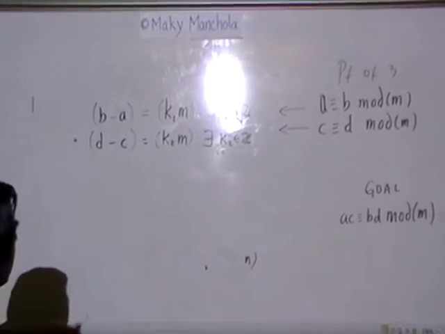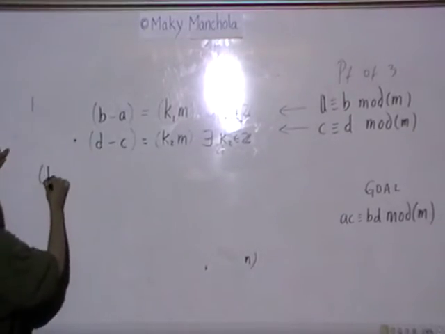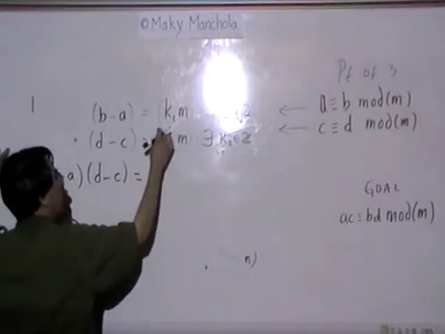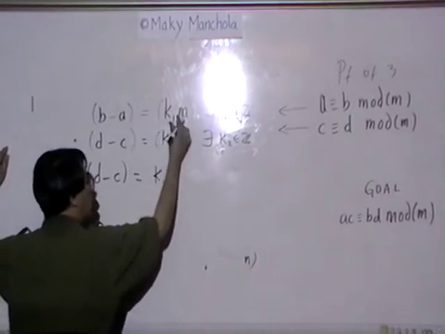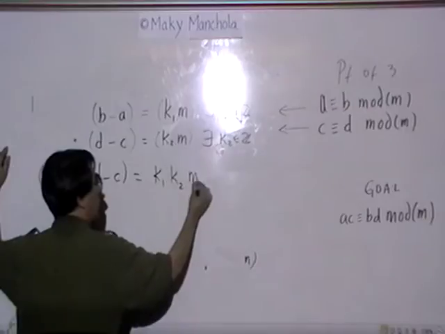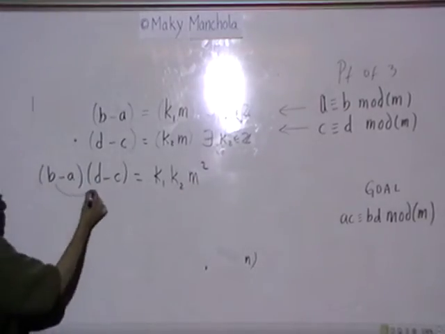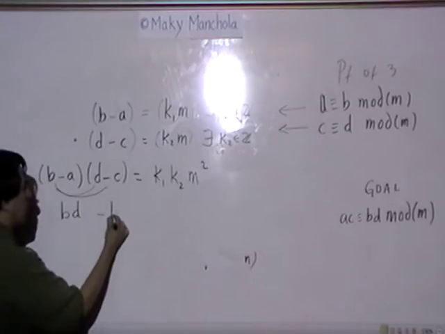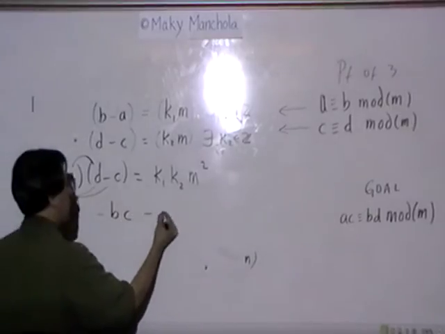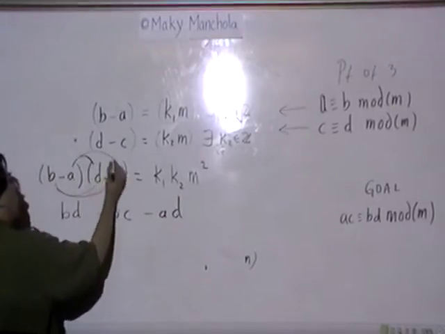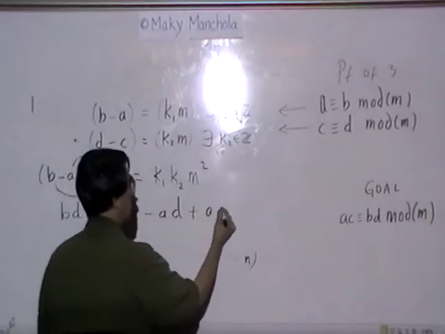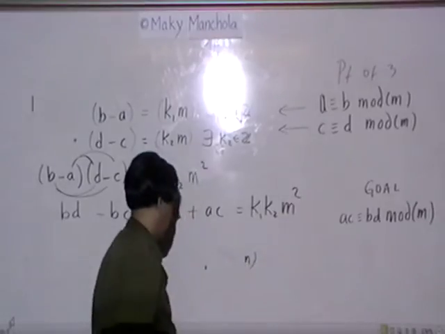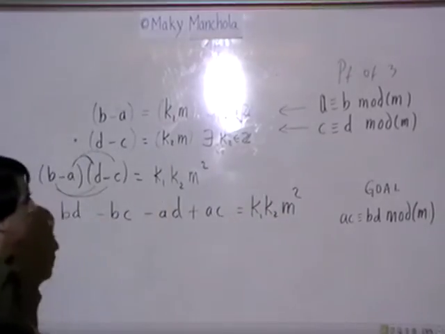On the left hand side, we're going to get b minus a times d minus c. On the right hand side, we're going to get k1 times k2 m squared, because m times m is m squared. Distribute, you have bd minus bc minus ad, negative times negative is positive, plus ac equaling k1 k2 m to the second.